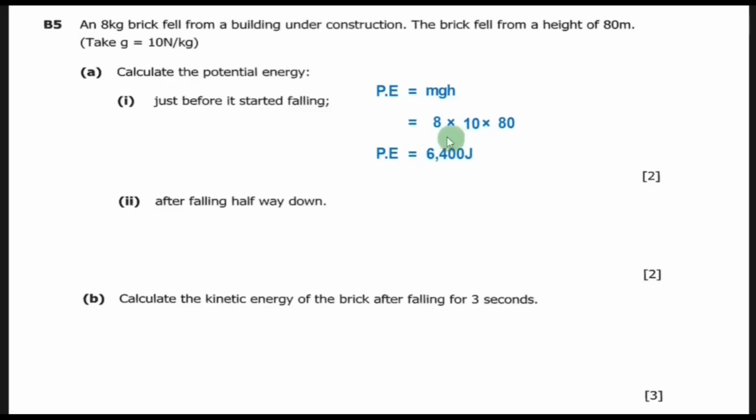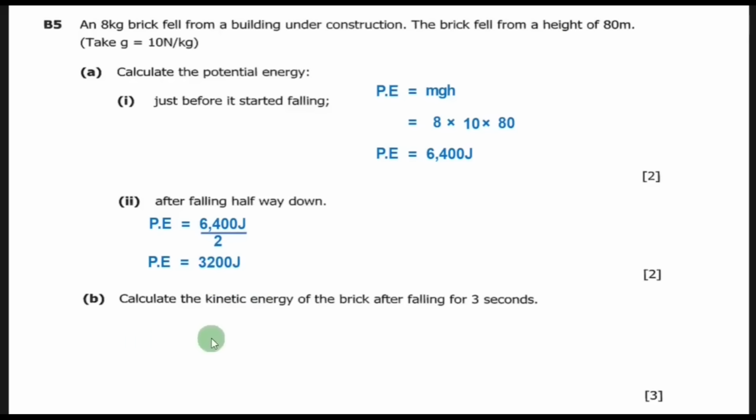6,400 joules. Then part 2, after falling halfway down. After falling halfway, the height is actually 40. Now instead of 80, it's at 40. So the potential energy is just going to be half of this. So potential energy is going to be 6,400 joules divided by 2, which is going to be equal to 3,200 joules.